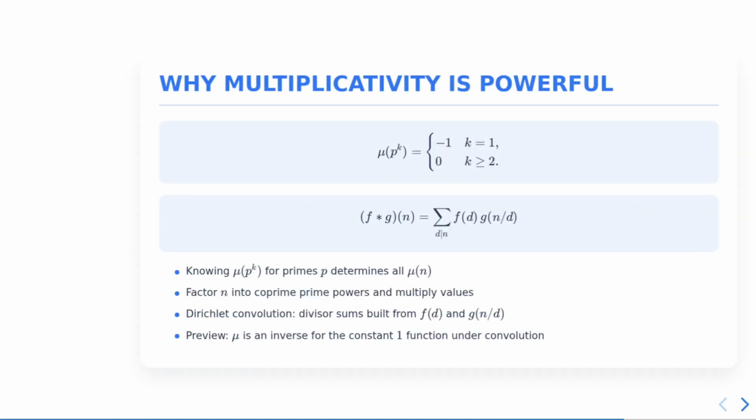This slide shows the key simplification. For a prime p, mu of p is -1, and mu of any higher power of p is 0. Once you know these prime power values and that mu is multiplicative, you can determine mu of any integer just by factoring it. The formula at the bottom introduces Dirichlet convolution, a way to combine two functions using a sum over all divisors of n. Multiplicative functions behave especially nicely under this operation and often let us break such sums into independent prime power pieces. So mu is not just a random sign function. Its simple behavior on prime powers plus multiplicativity makes it a powerful tool when we build divisor sums like this convolution.